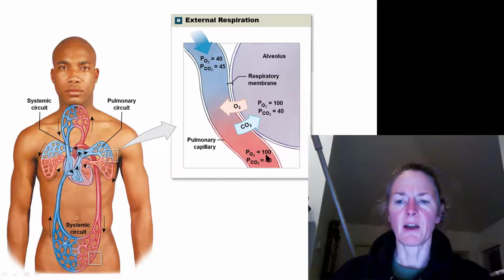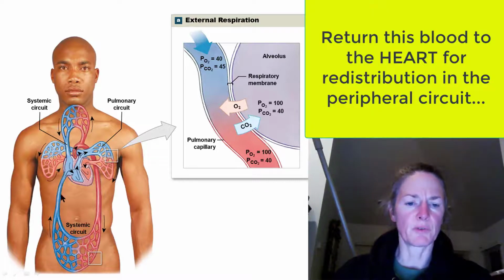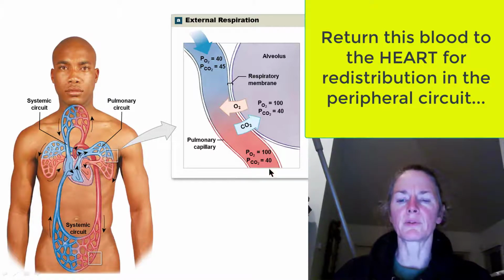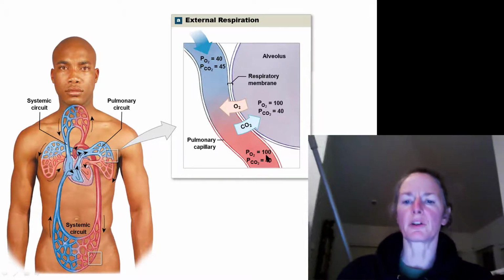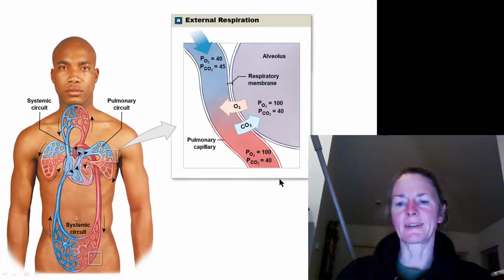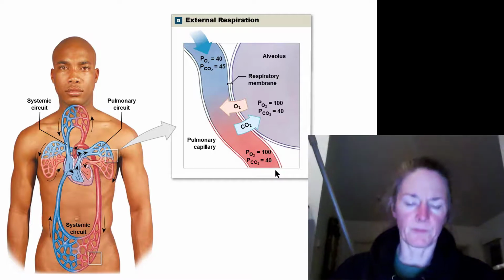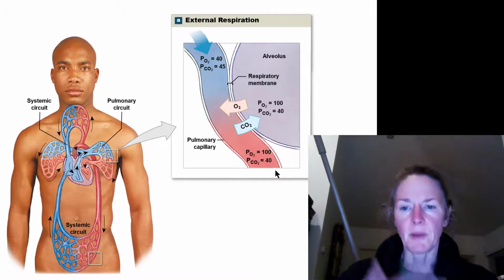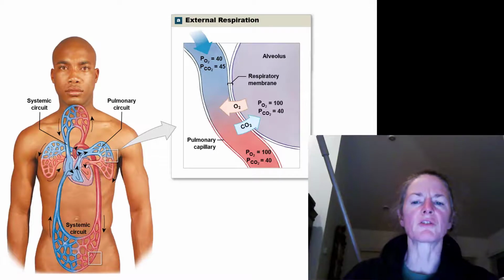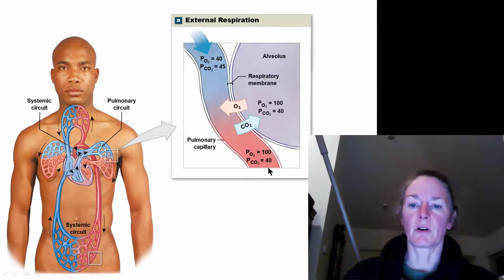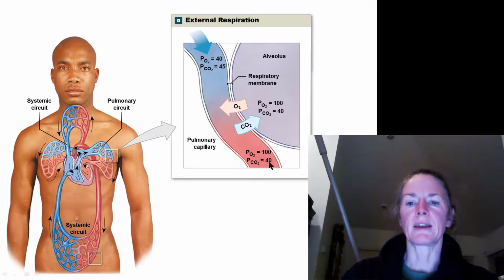And then we're going to have our reoxygenated blood, and we've dumped a lot of our carbon dioxide here. So as we go back to our pulmonary veins and return this blood to the heart for redistribution in the peripheral circuit, we'll have about a partial pressure of 95, because as we know, as it exits, it's going to intermingle with some of the blood that is perfusing the conducting passageway, so that lowers the partial pressure of oxygen a little bit. And then we're going to have our carbon dioxide still at 40, which is going to be lower than in the tissues.